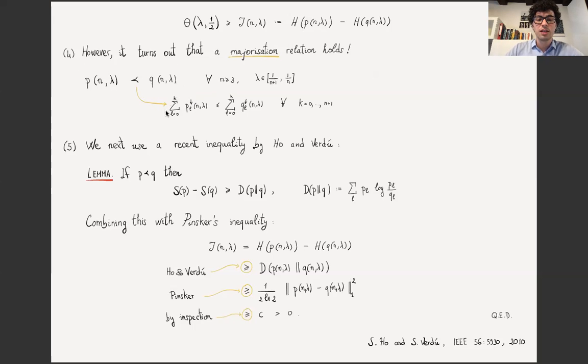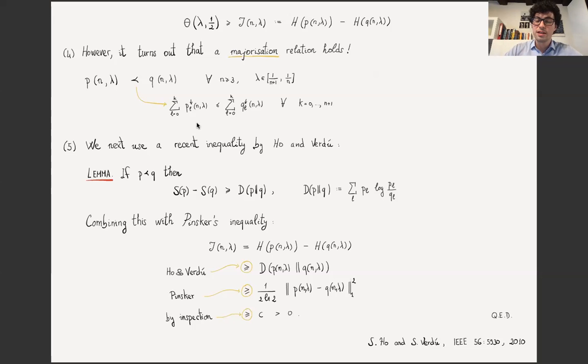And this precise mathematical sense is this: you have an inequality between the sum of the kth largest values of the P probability distribution and the kth largest values of the Q probability distribution. So this down arrow means that we have reordered the probability distributions in descending order, right? They are sorted in descending order.